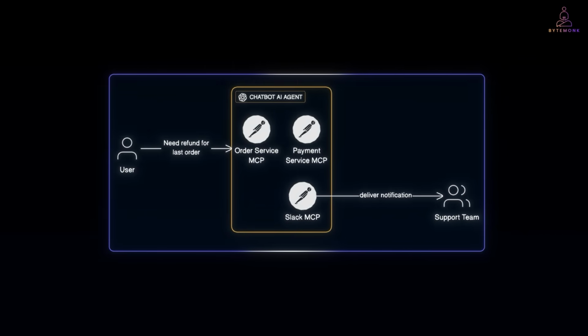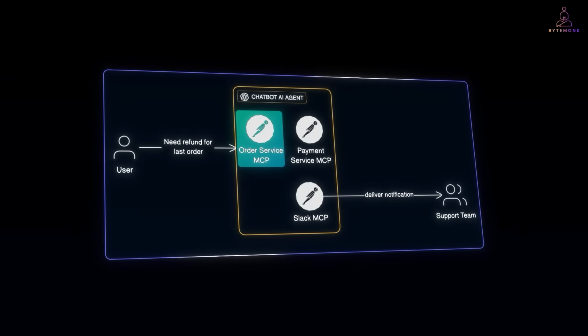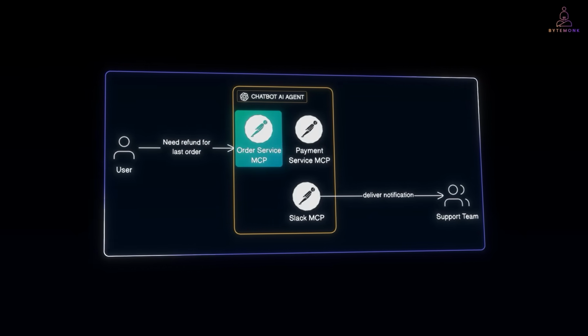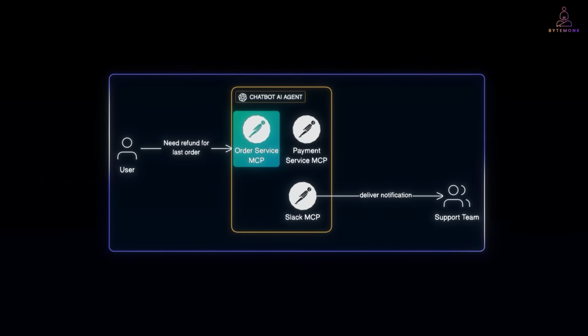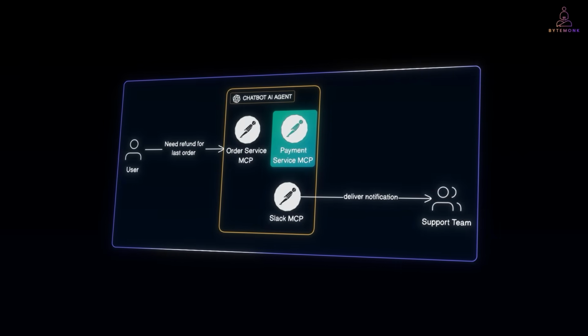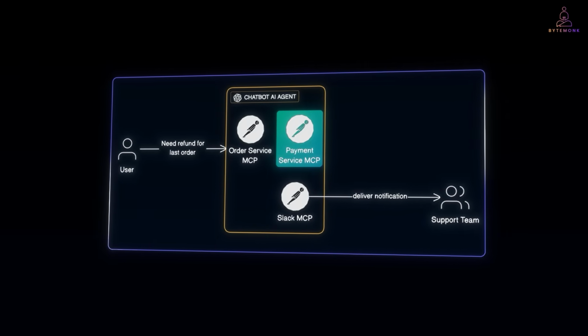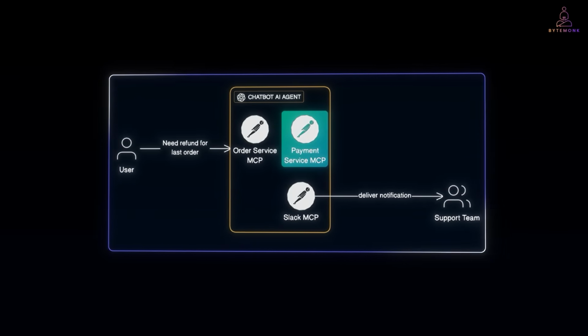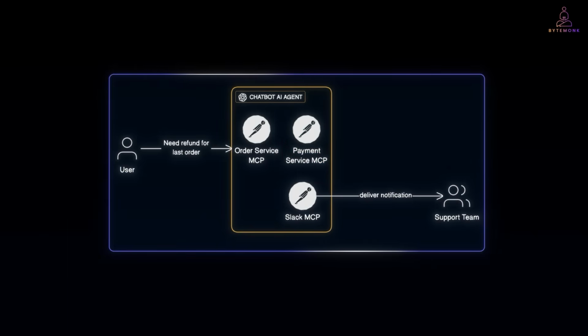The AI agent first calls your order service MCP server. That's just your order API, but wrapped by Postman as an MCP tool. The agent fetches the details: order ID, items, payment method. Next, the agent calls your payment MCP server. Again, this could be Stripe, PayPal, or your own billing service, but now exposed as an MCP tool. The agent passes the order ID and the payment system processes the refund.